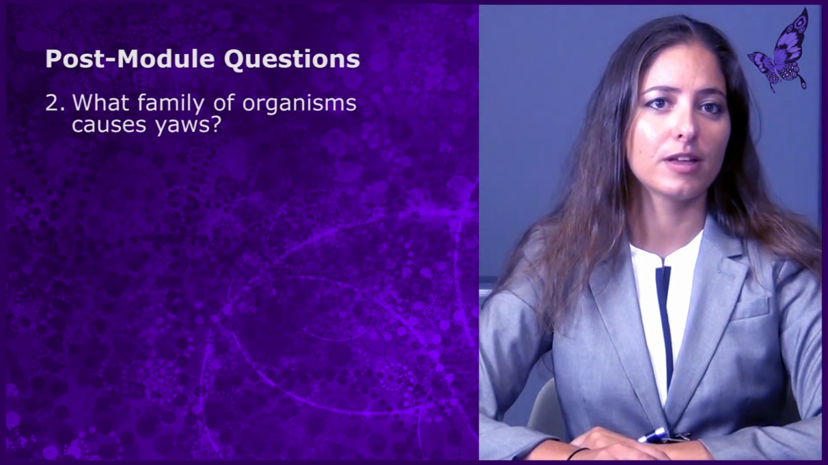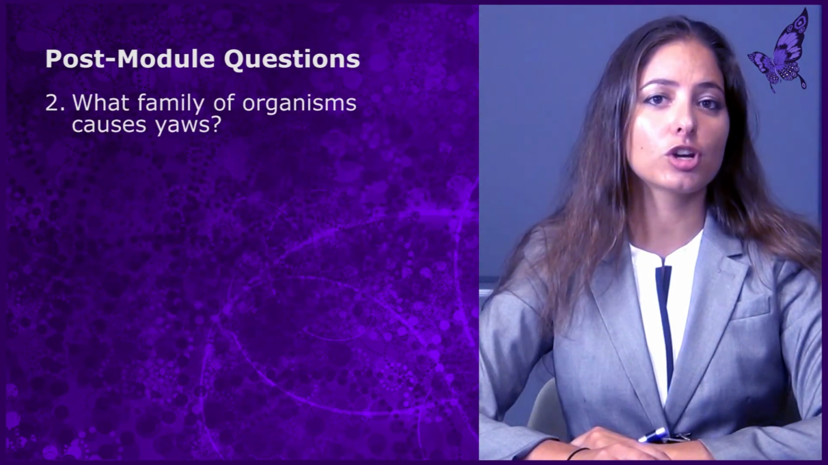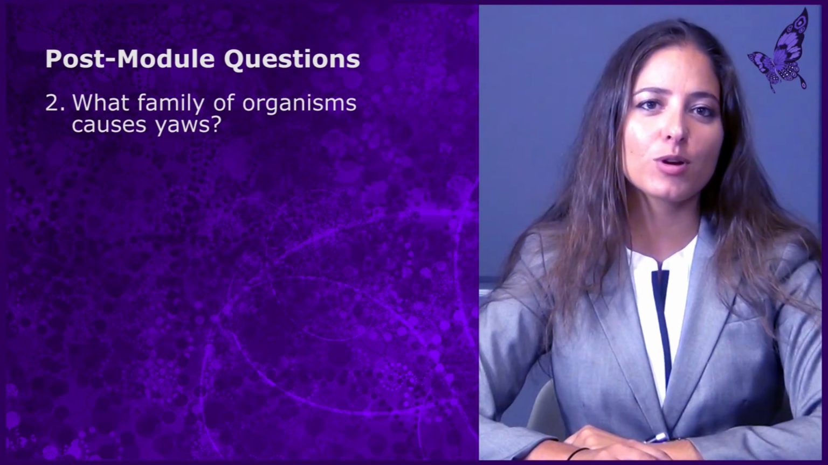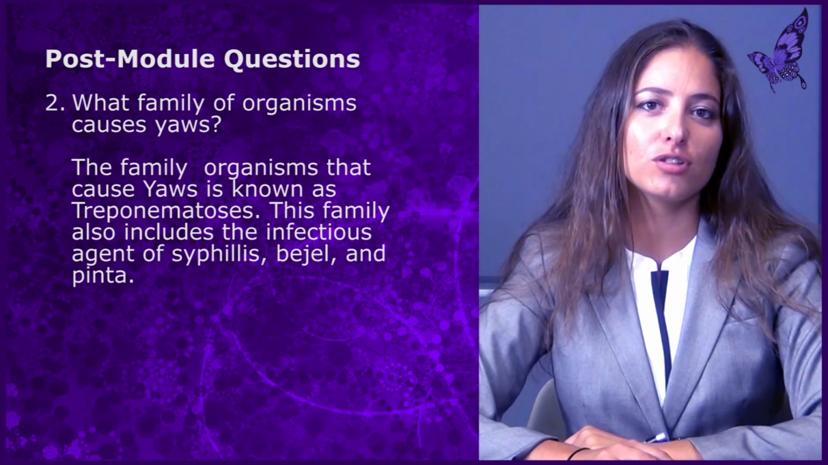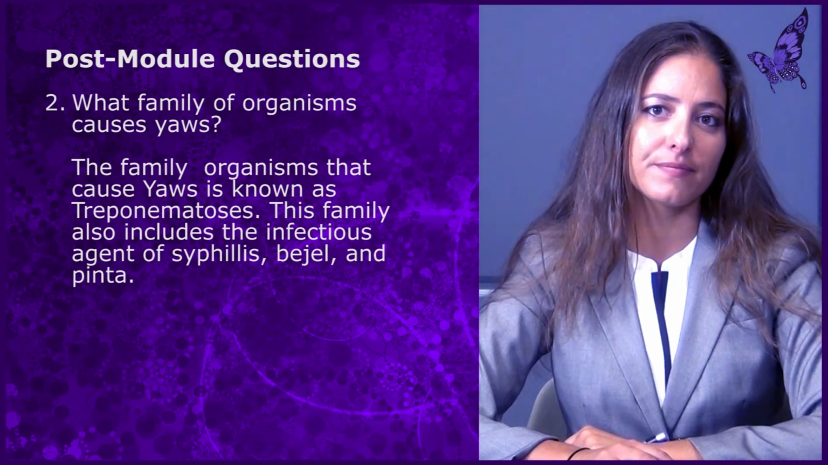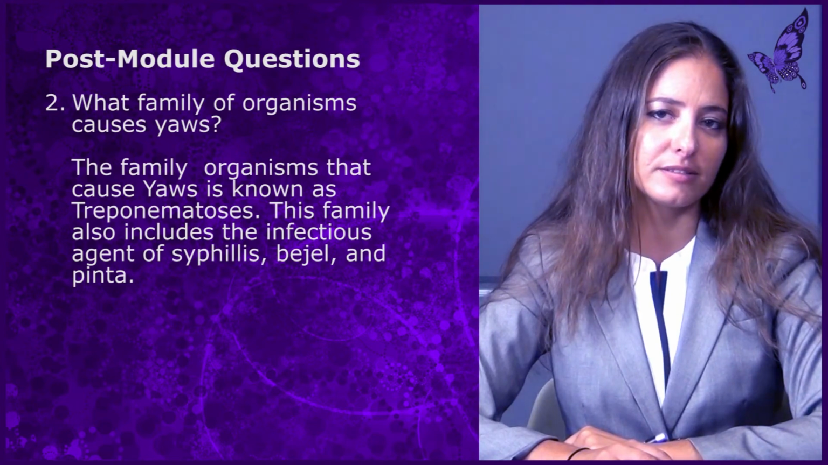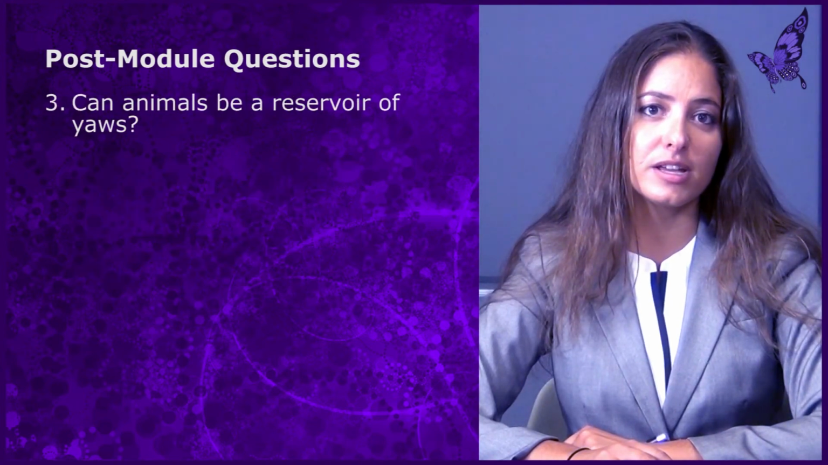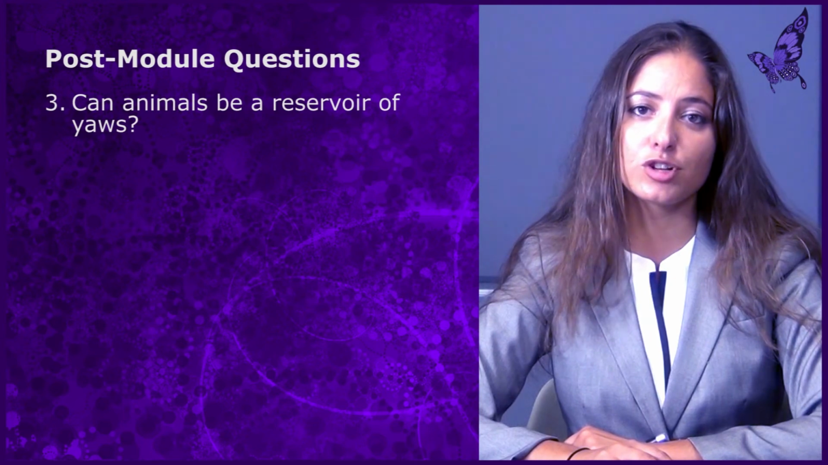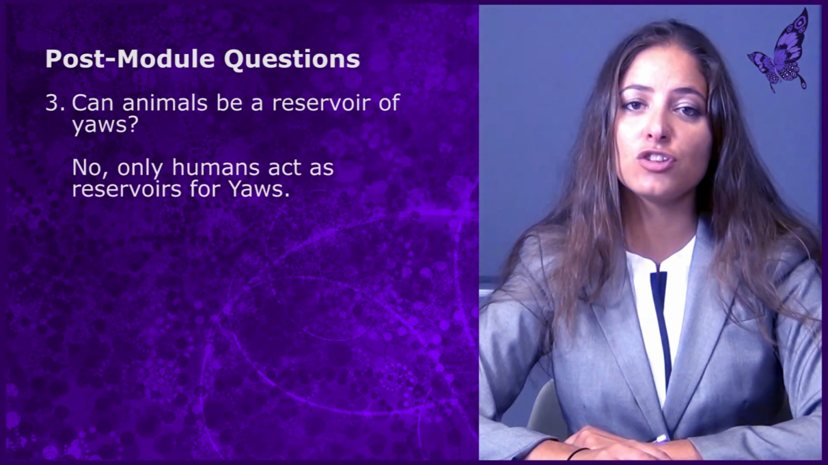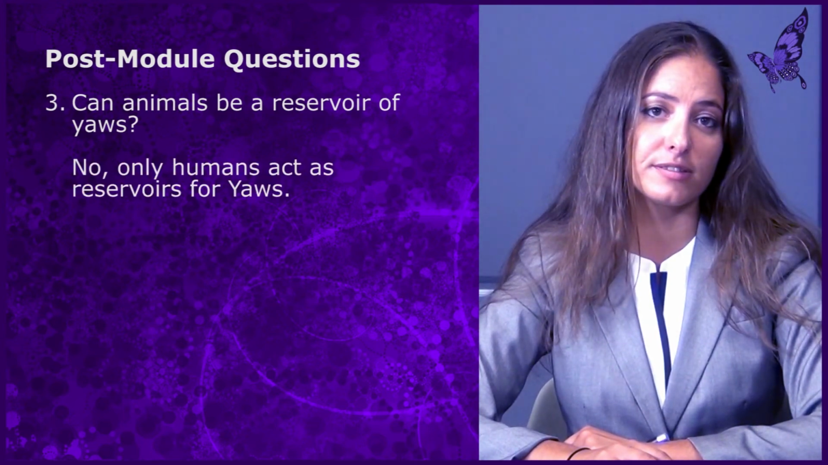Question number 2. What family of organisms causes yaws? The family of organisms that causes yaws is known as Treponematoses. This family also includes the infectious agent of syphilis, Bejel, and Pinta. Question number 3. Can animals be a reservoir for yaws? The answer is no. Only humans act as reservoirs for yaws.